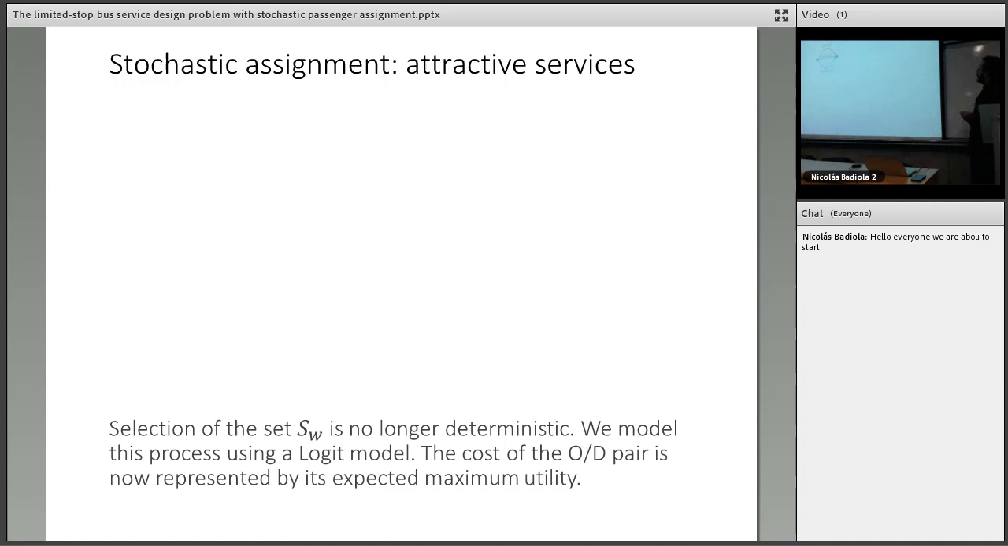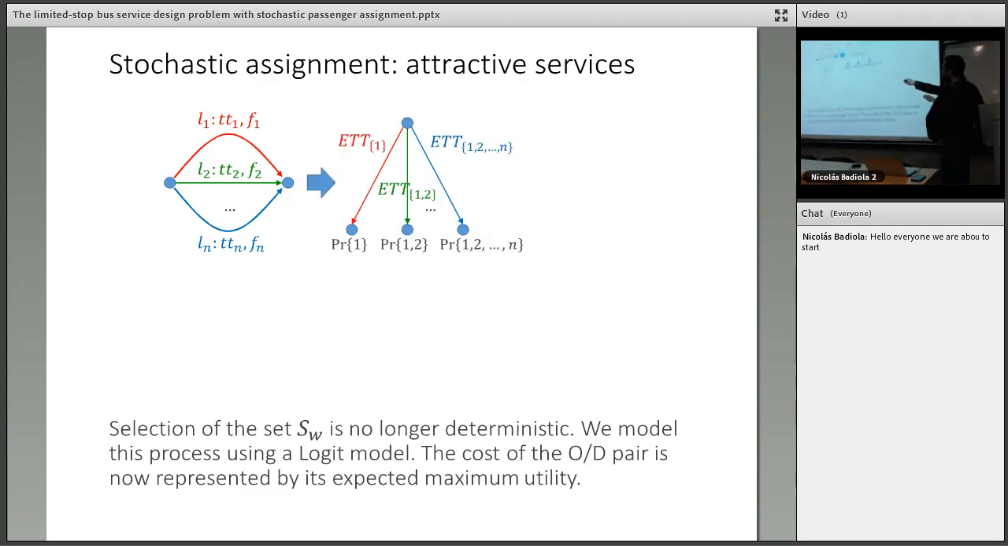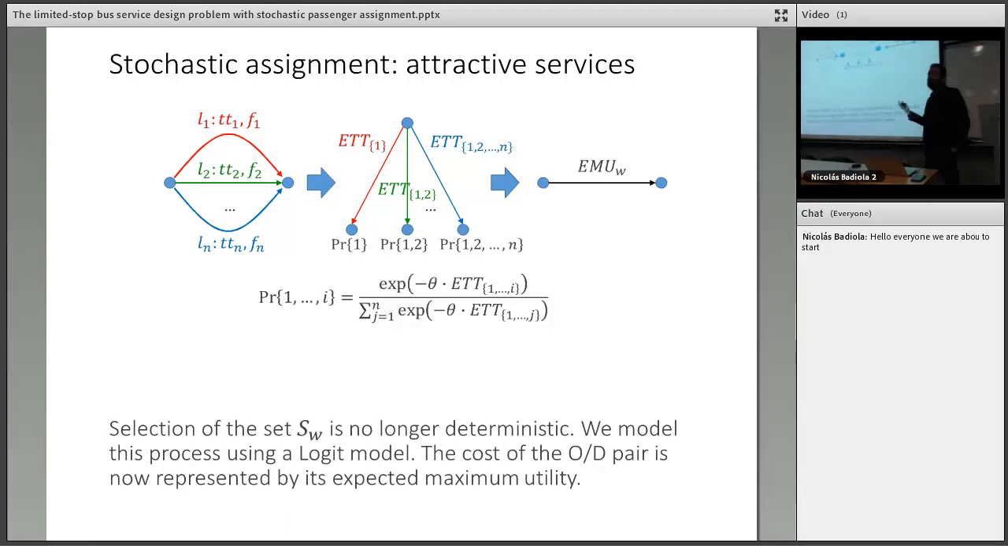So for the attractive service part, we're going to take the same isolated OD pair that we took before, but now instead of just finding one combination of services that minimizes our expected travel time, we're going to compute the expected travel times for different combinations of services, and then we're going to assign a probability to each one of them, which is going to be somehow proportional to how fast that option is. And then, like in the previous case, we reduce this to a single arc with an expected maximum utility in this case, but with a value of traveling from here to here. That gives us an expected travel time, just like before, but now considering that people might split between more options than just one attractive set of lines.